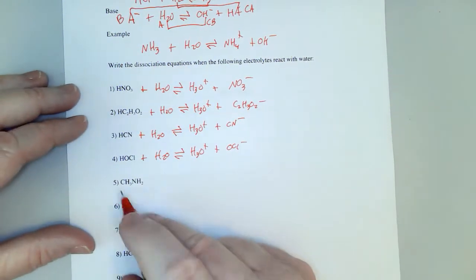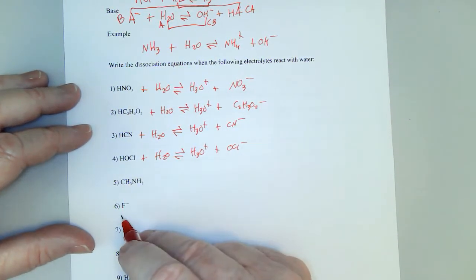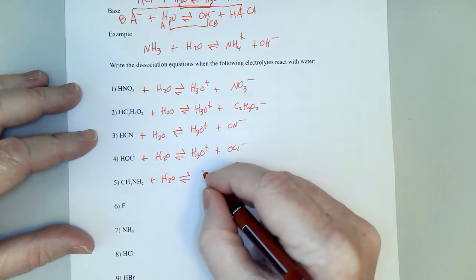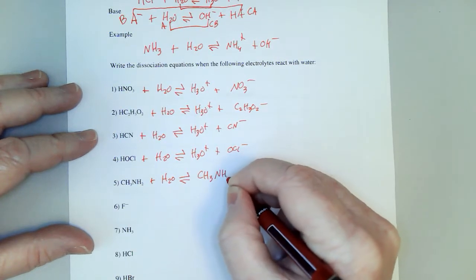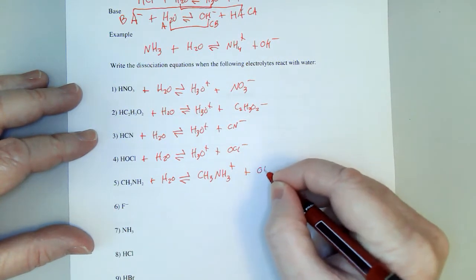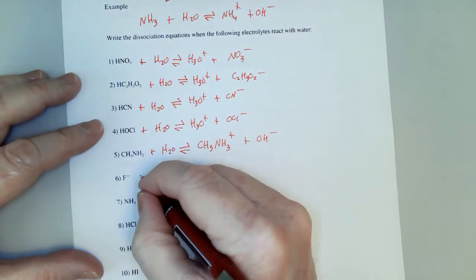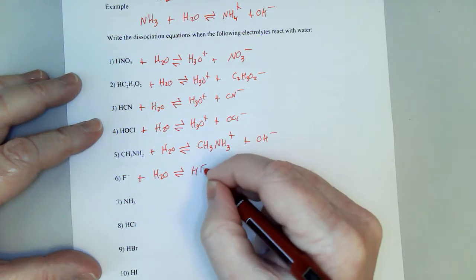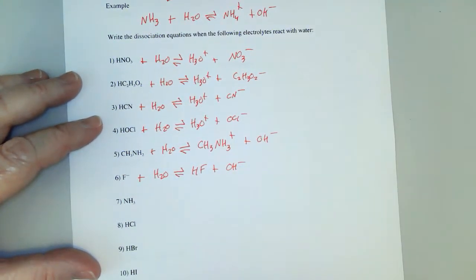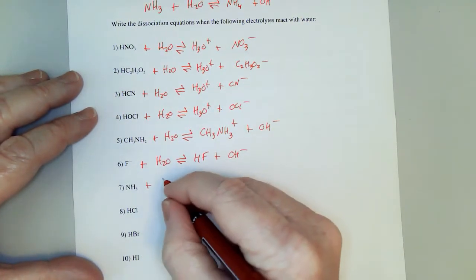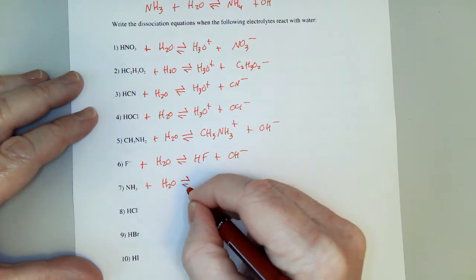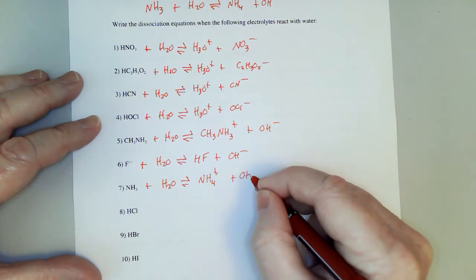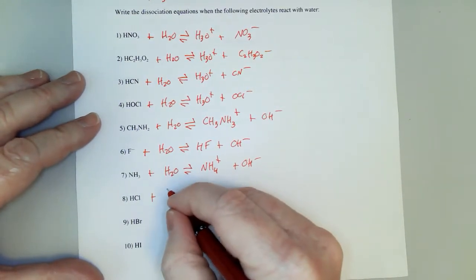Now those are all acids. These do not start off with an H, do they? These are bases. So they add a hydrogen. We get NH3 and H3O plus, and OH minus plus H2O. We get HF plus OH minus plus H2O gives us NH4 plus and OH minus plus H2O.